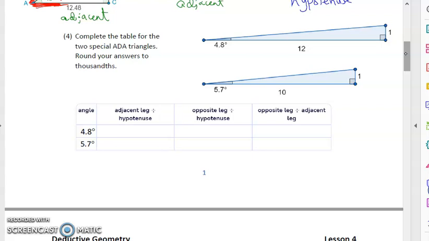So in completing this, you have to use the Pythagorean theorem to find out what the length of the hypotenuse is. So c squared would equal 145. So the length of that side is the square root of 145. And then for the other hypotenuse, it's going to be 1 squared plus 10 squared equals c squared. So that means the length of the hypotenuse will be the square root of 101.